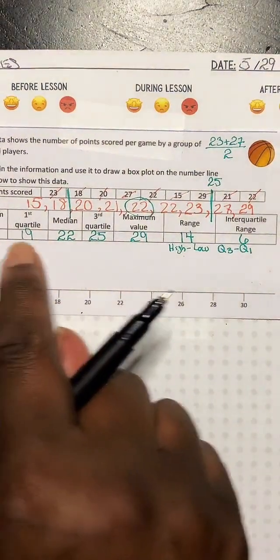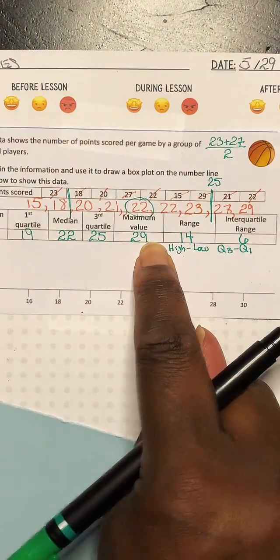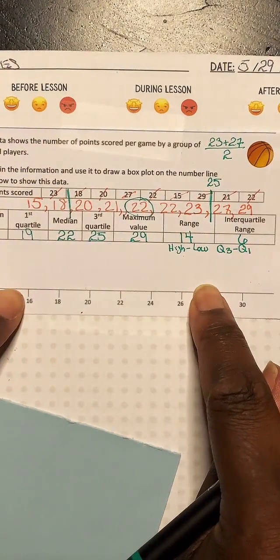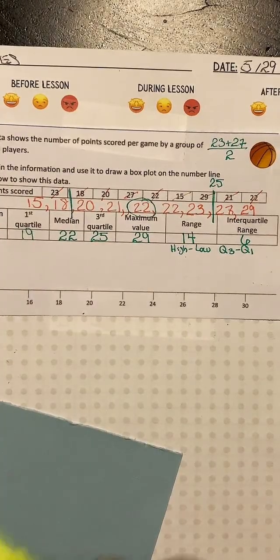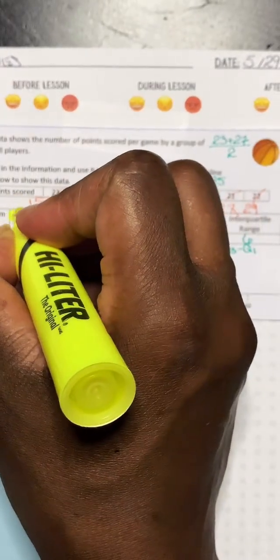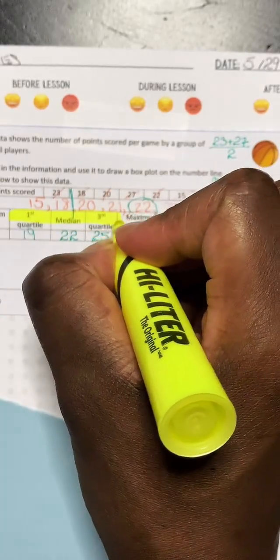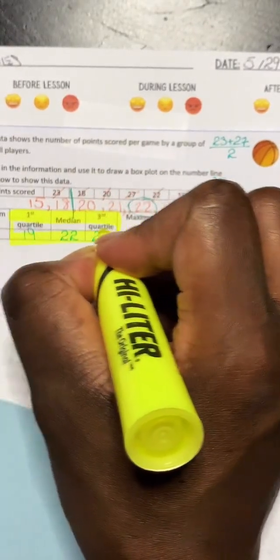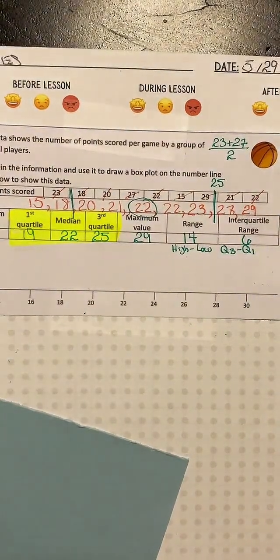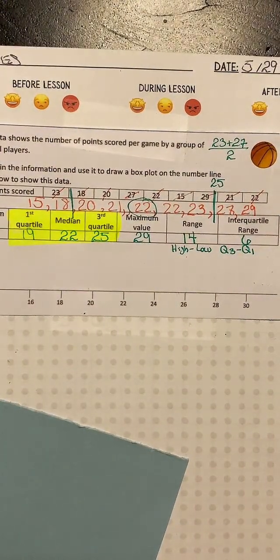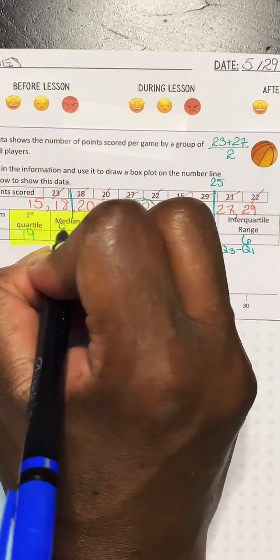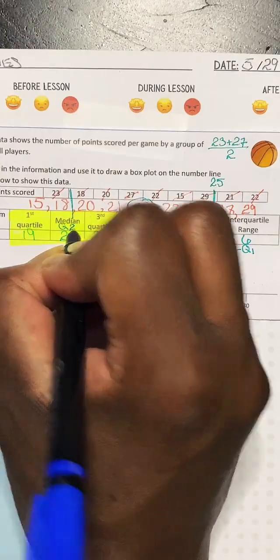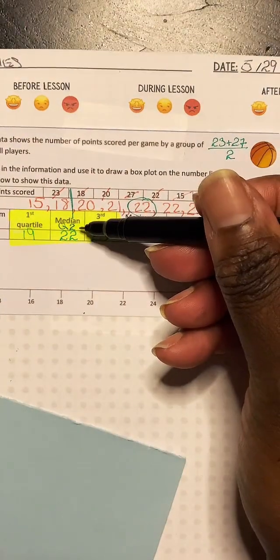So now you have the information to build your box and whisker. So what's a part of the box? The part of the box is your first quartile, your median, and your third quartile. Now, this is when it gets hairy. Sometimes they would like to call your median your second quartile or your Q2. Okay, sometimes they call it the median, sometimes it's a Q2.